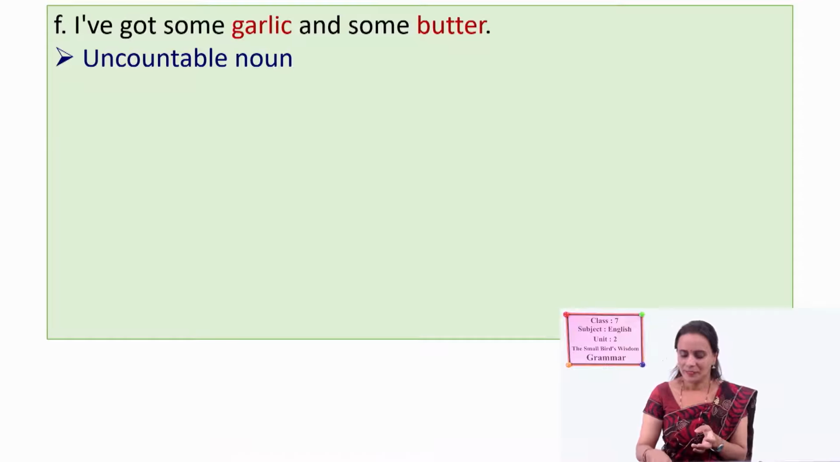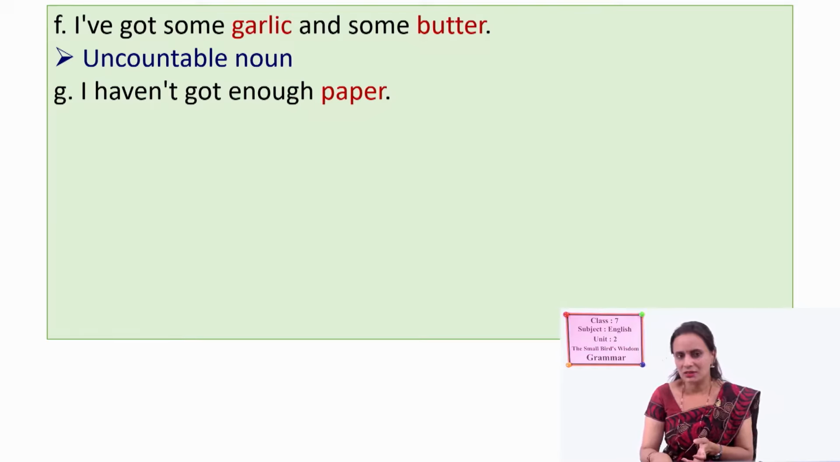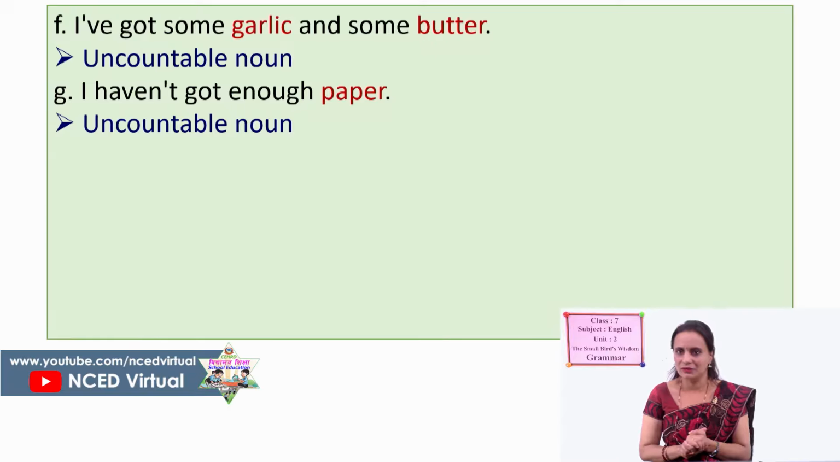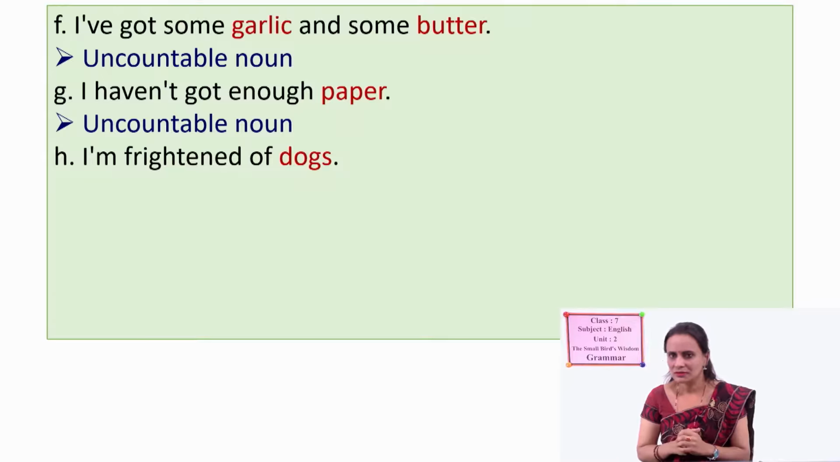Okay. Now number G. I haven't got enough paper. Don't know how many papers. I have not got enough paper. So it is also an uncountable noun. Very good. Now number H. I am frightened of dogs. Dogs. Can you count dogs? Yes. So it is a countable noun.